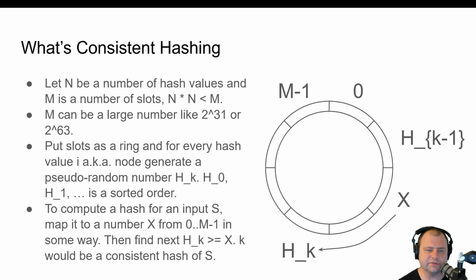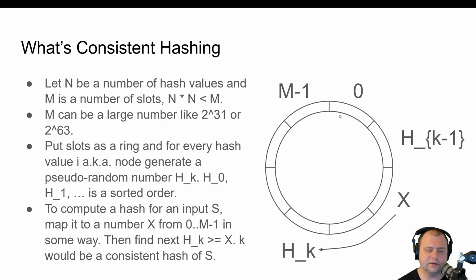Suppose n is the number of hash values we want to get, and then we define m as some number of slots, and m should be sufficiently large, ideally noticeably more than n squared. We can just pick some number like 2 to the power 31 or 2 to the power 63. So we put slots on a ring, like a circle, so after m minus 1 there goes 0. And then for every hash value i, we have a node on this circle, and we generate some pseudo-random number hk, where h0, h1 and so on is a sorted order of those.